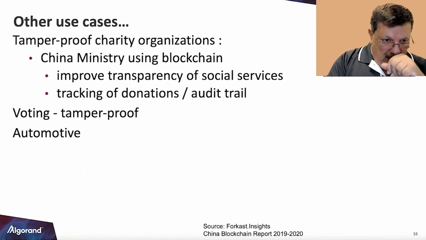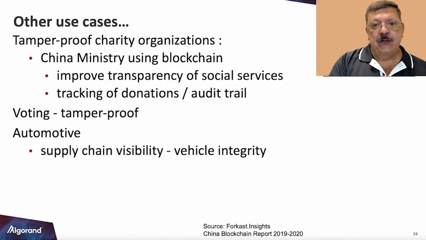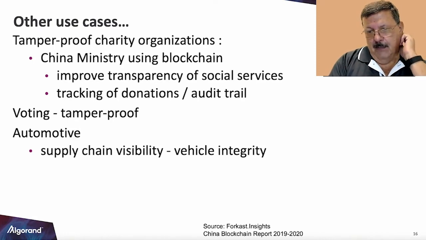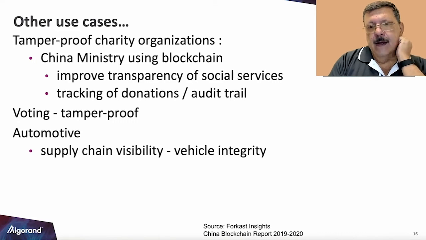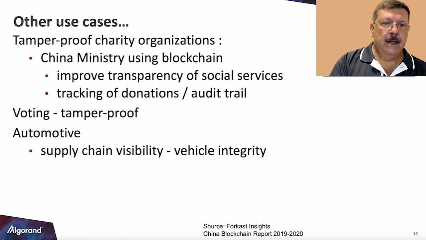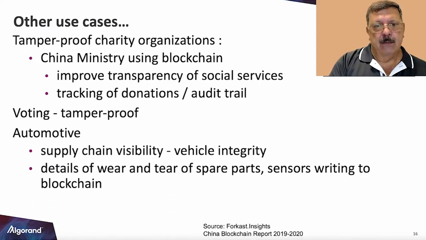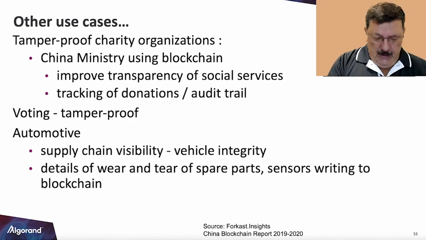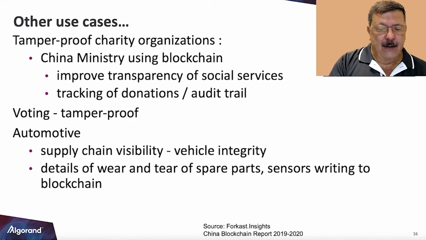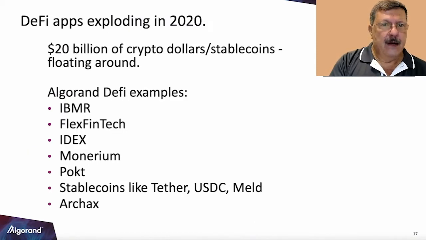Automotive, another big area: supply chain visibility, vehicle integrity, all parts of that. This particular report that I'm referencing here is the China blockchain report on this particular slide. And that is where they have started to introduce sensors in the vehicles and engines that automatically report maintenance. And this goes on the blockchain. So now the details of the wear and tear of spare parts and sensors are written to the blockchain, and there is no question as to what this car has been through.